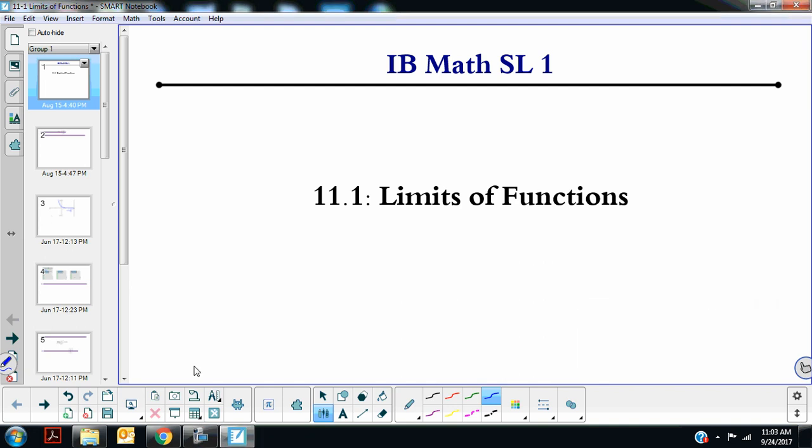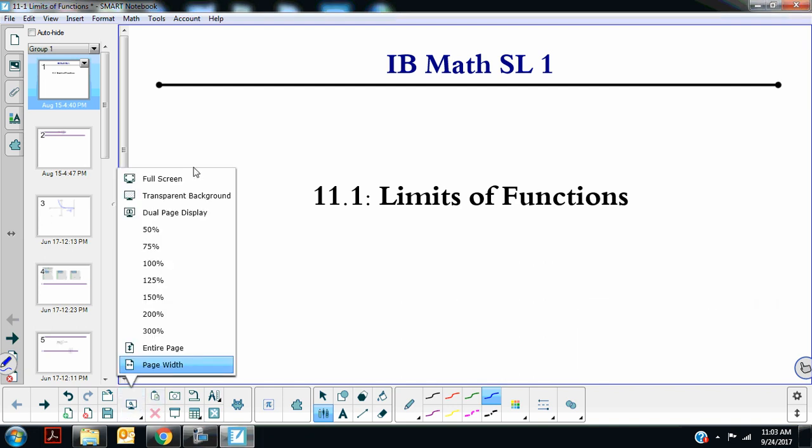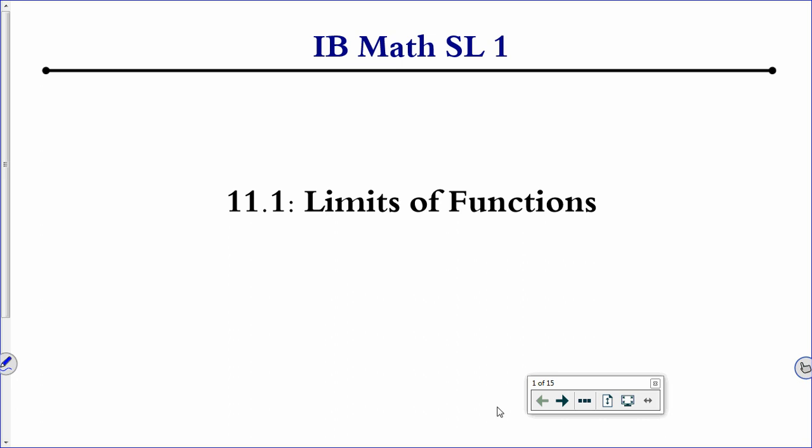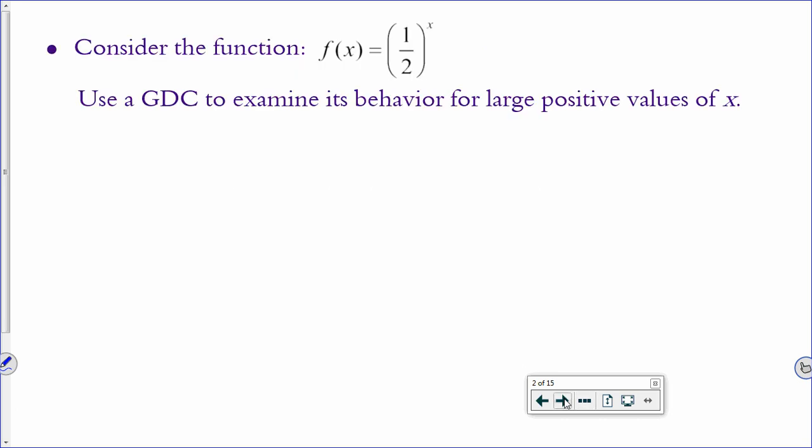This video is going to be about limits of functions, the first lesson in our calculus unit. It's helpful to start thinking about limits by looking at the graph of a function. Here's a function f of x equals 1/2 to the x power. We're told to use a GDC, a graphing calculator, to examine its behavior for large positive values of x. So basically, we're going to look at the graph on the right side of the x-axis as x gets bigger and bigger and see what's happening to the values of the function.